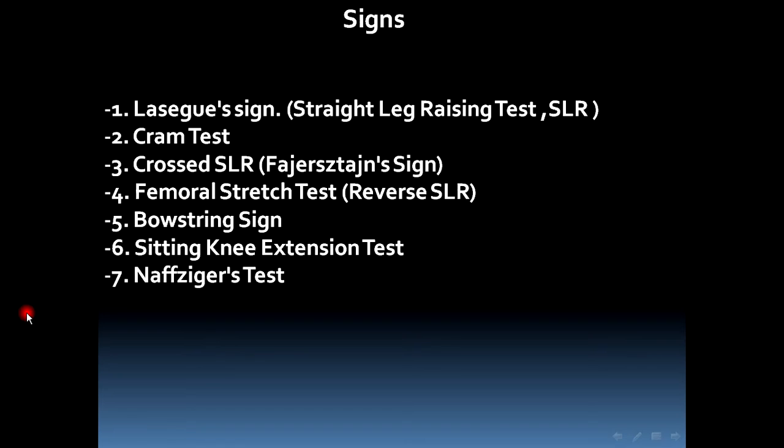We have the signs, which are the Lasegue sign, also called the straight leg raising test, the crossed straight leg raising test, the femoral stretch test or the reverse straight leg raising test, the bowstring sign, the sitting extension test, and Naffziger's test. Later on we will show you some videos.